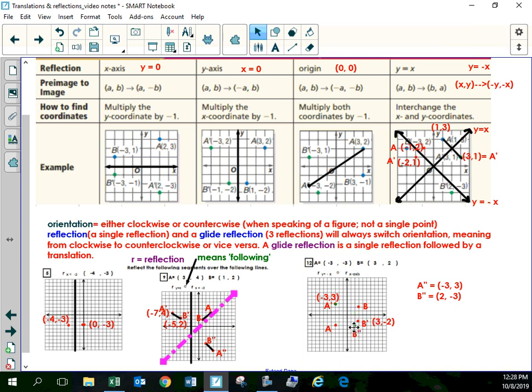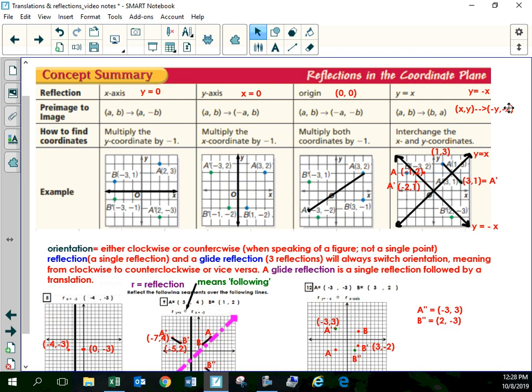Okay, so you can see it's easier if you just memorize these particular rules. Y equals x, switch the x and the y. Y equals negative x, switch the x and the y and add negatives on both of them. If it's about the origin, you just put negatives on both of them. If it's about the y-axis, you just put a negative on the x. If it's about the x-axis, you just put a negative on the y. That's it. So it's easiest to just use those rules. But if you have to draw the lines and actually just count, as I showed you in these examples, you can just count across as well.